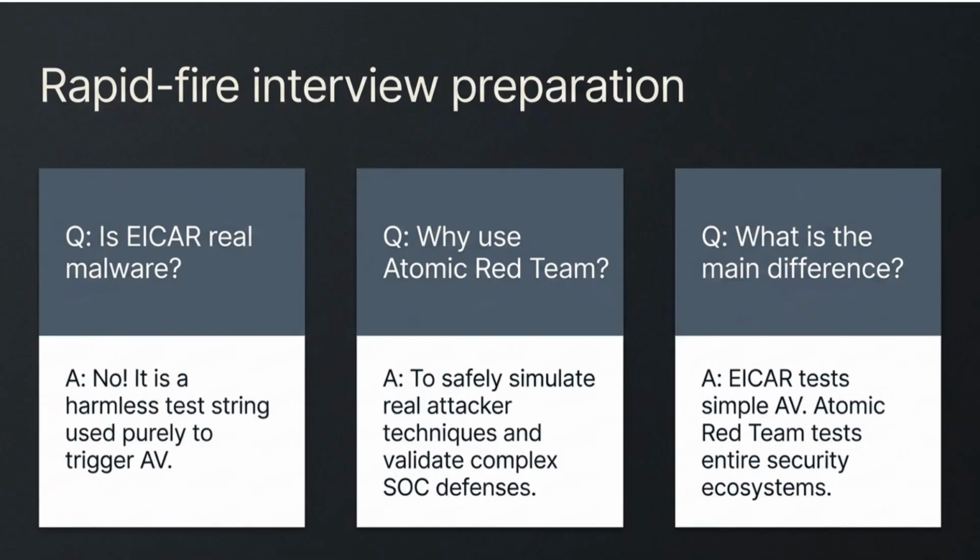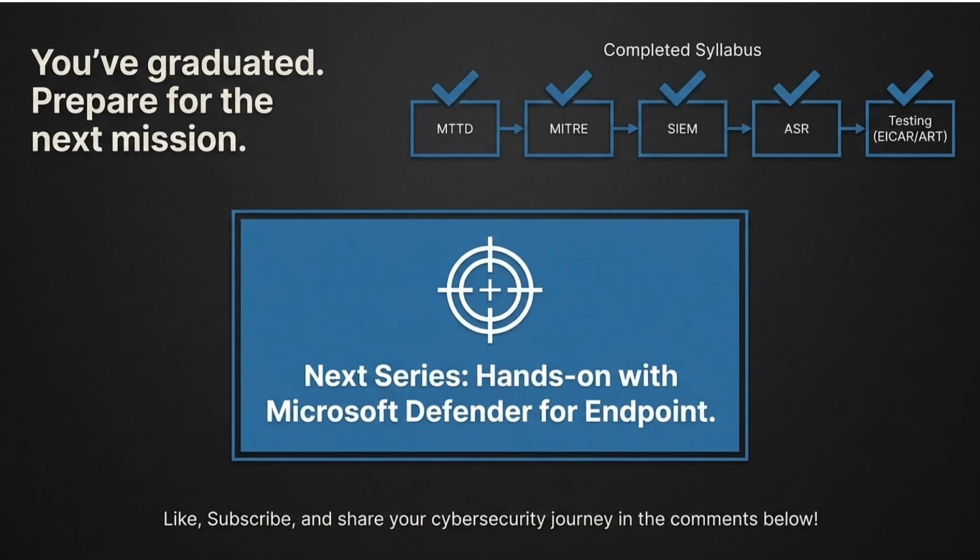So we have completed this beginner cybersecurity series. Let's quickly recap everything we have learned across these videos. MTTD helps organizations measure how quickly they detect attacks. MITRE ATT&CK helps defenders understand attacker tactics and techniques. SIEM collects and analyzes logs from multiple systems. Microsoft Sentinel acts as the central platform for monitoring and investigating security incidents. Attack surface reduction (ASR) rules reduce the number of ways attackers can compromise a device. The EICAR test file safely tests antivirus protection. And Atomic Red Team safely simulates attacker techniques to validate security controls.